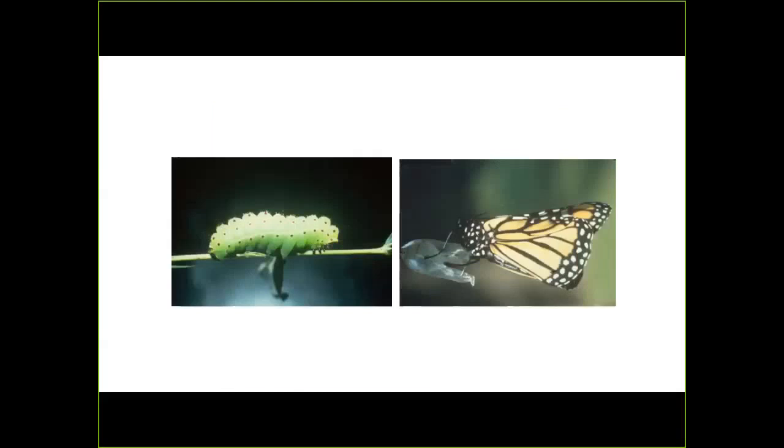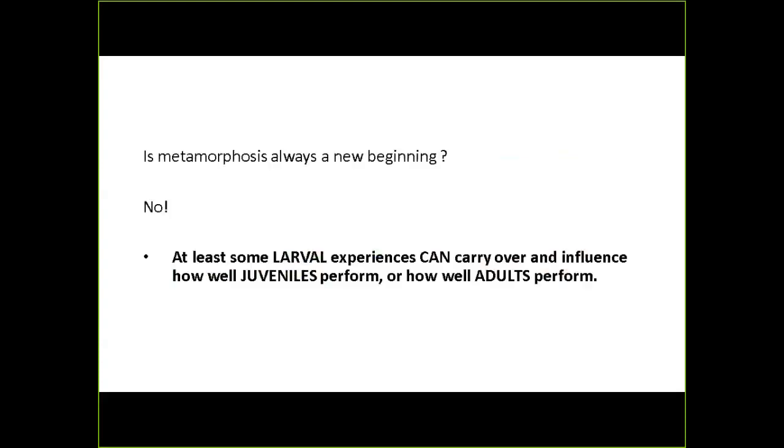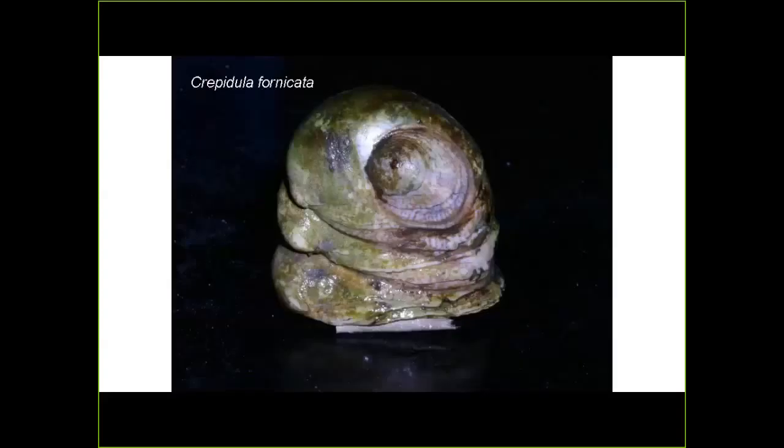So that's a classic example, a caterpillar turning into a butterfly. It's a completely different body plan, a completely different lifestyle, right? Completely different food source. Everything about it is completely different. And metamorphosis should be a fresh start. But it's not, as it turns out, always a fresh start. And I stumbled into this by accident a number of years ago, and it's become quite interesting. So I'll just show you a couple of short examples of some experiments that we've done with students at Tufts over the last couple of years.